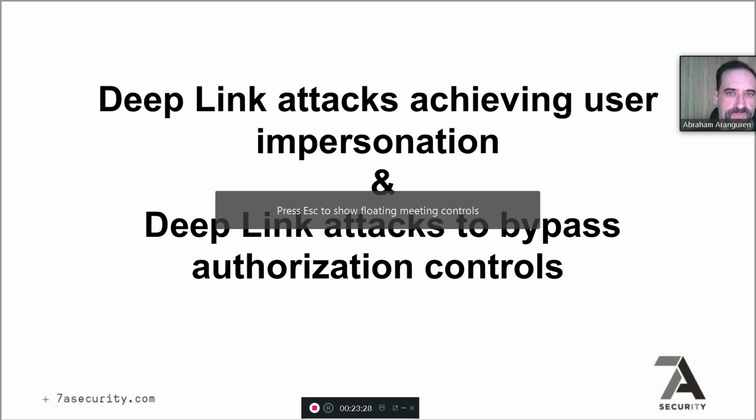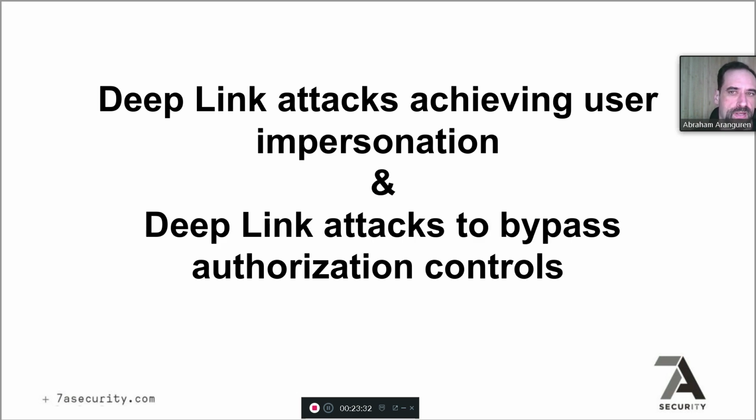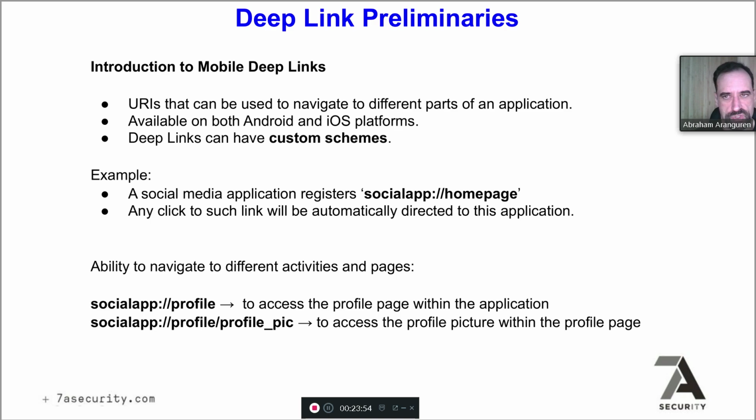So we can achieve cross-site request forgery typically with deep links, right? So deep links are interesting because this is a very recurring pattern. They are very common. Lots of applications use deep links, and there's a lot of bug bounties awarded for this, right? So let's see some deep link attacks achieving user impersonation and deep link attacks to bypass authorization controls.